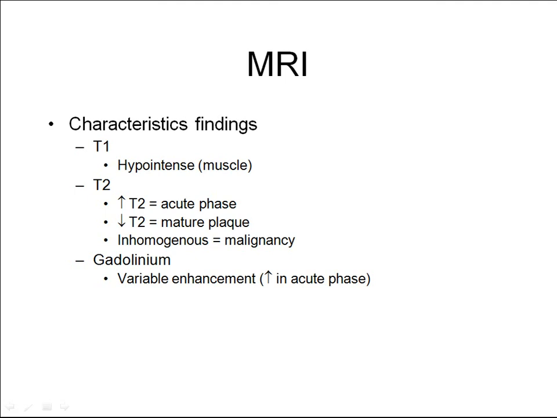The characteristic findings on MRI are hypointense mass on T1, similar in intensity to muscle. On T2, you see an elevation in intensity in the acute phase of the disease and a decrease in the mature phase. And an inhomogeneous mass on T2 weighted sequences is typical of malignant RPF. Gadolinium, as I mentioned, can show variable enhancement, typically in the acute phase.